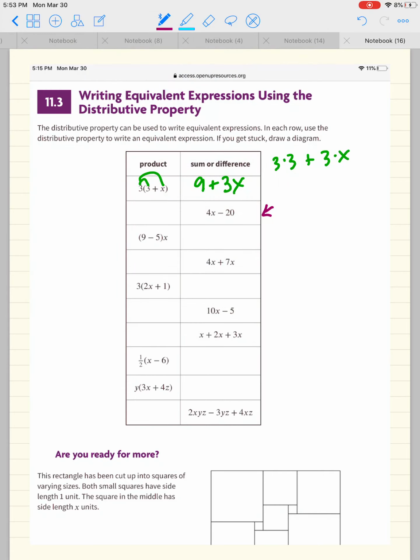Okay, looking at this one, I have 4x minus 20. In order to figure out what goes on the outside of my parentheses, I need to find a common factor. A common factor between 4 and 20 is 4, because 4 divided by 4 is 1, and 20 divided by 4 is 5. And so I'm going to put a 4 on the outside. And then I already did the rest of the work right here. I'm going to have 1x, or x, minus 5 on the inside.